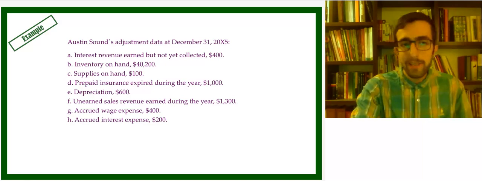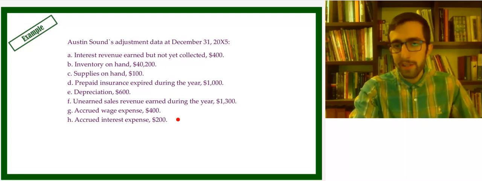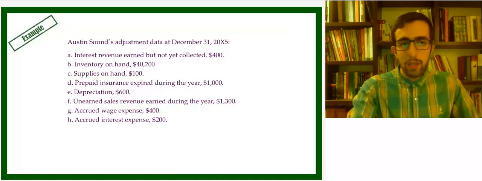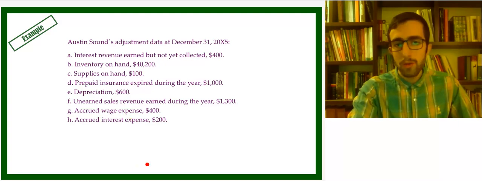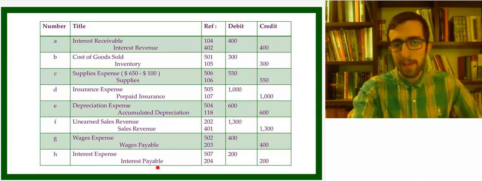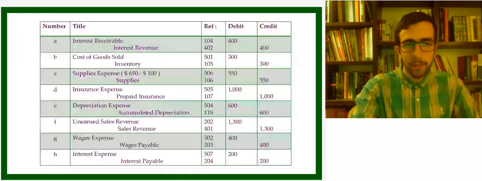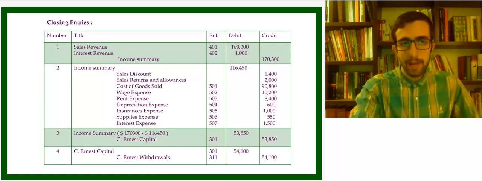Exactly, it is like service businesses. And the next one, unearned sales revenue earned during the year 1,300. Unearned sales revenue 1,300. And accrued wages expense 400 that we have, which is wages expense and wages payable. And the last one is accrued interest expense 200. Here we have interest expense and interest payable.